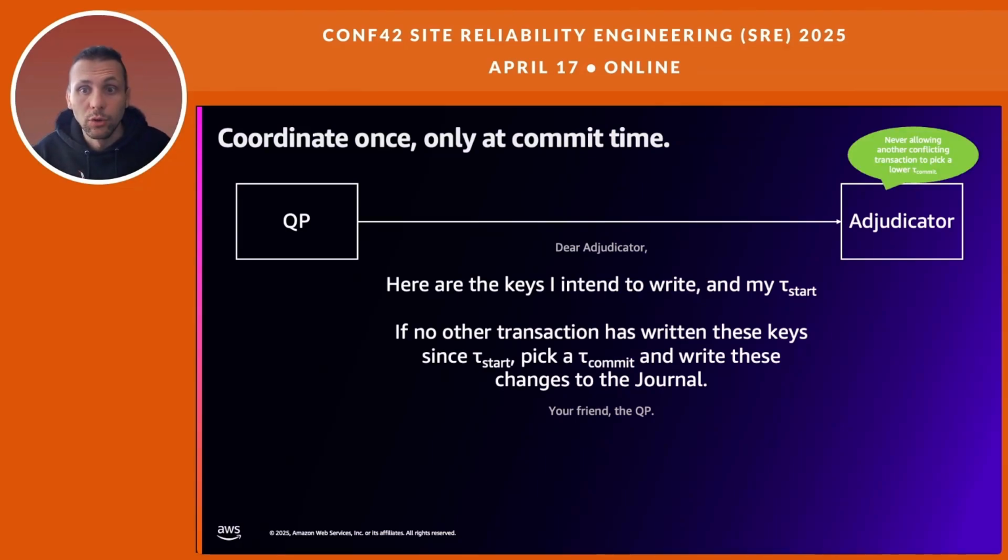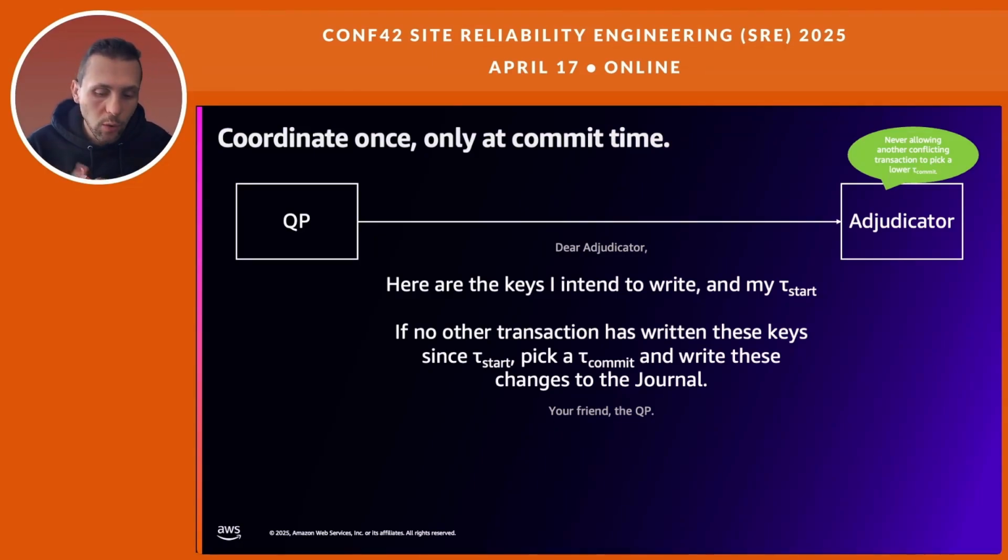What the adjudicator will do is never allow another conflicting transaction to pick a lower T commit, right? So if behind the scenes there was another transaction that comes a few seconds after this and says, oh, I have actually a transaction that started after the T start but before the T commit, the adjudicator will be like, you are not going to be able to do that. It's going to abort your transaction and your application needs to retry the transaction. That is one of the things that you need to be aware of when building applications with DSQL, that you need to retry if that transaction gets aborted by DSQL because there was a conflict.